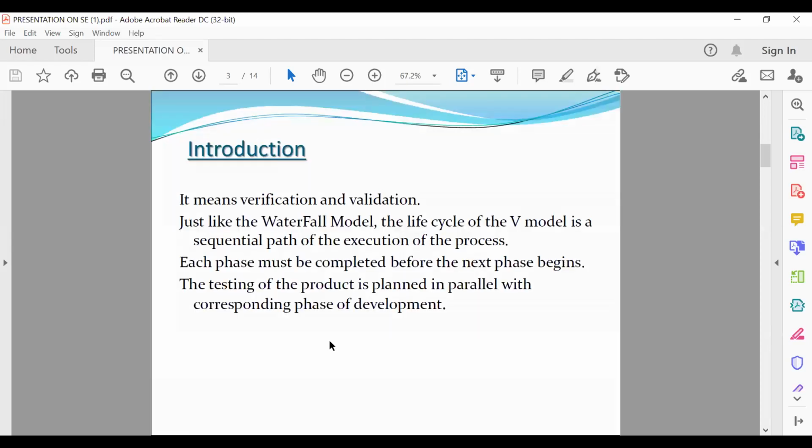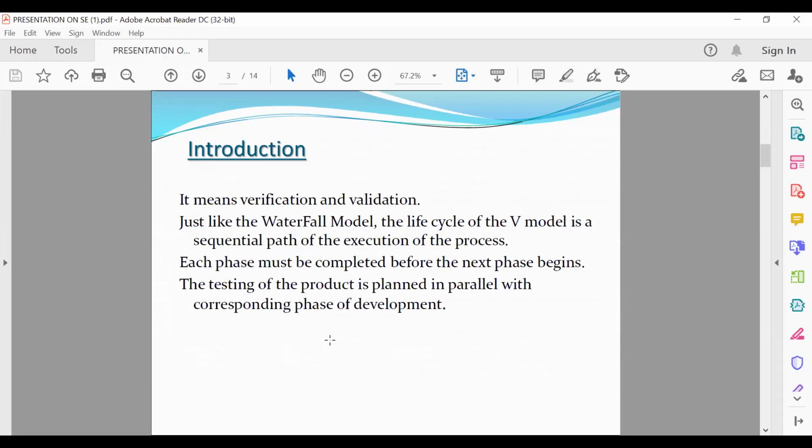So at first, coming to the introduction, V model actually means verification and validation. Just like the waterfall model, the life cycle of the V model is a sequential path of execution of the process. Everyone has heard about the waterfall model, where the next phase is only done after completing its previous phase. The V model is the same: after completing one step, we can go to the next step. Each phase must be completed before the next phase begins.